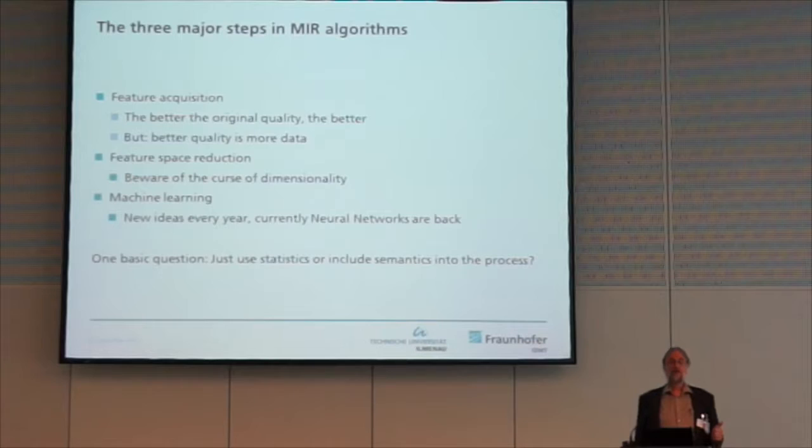In audio, usually the better the original audio quality, the better your system. But of course, whether you have 96 kilohertz sampling frequency input material or 8 kilohertz sampling frequency input material, it's more than a factor of 10 in your amount of data. So you have to do some compromise in a lot of cases. Then, as I said, feature space reduction, beware of the curse of dimensionality. In fact, I'm not aware of any research in this field where this is just easy and we have enough reliable ground truth data. The same problem comes up in all these current media detection and recognition fields.